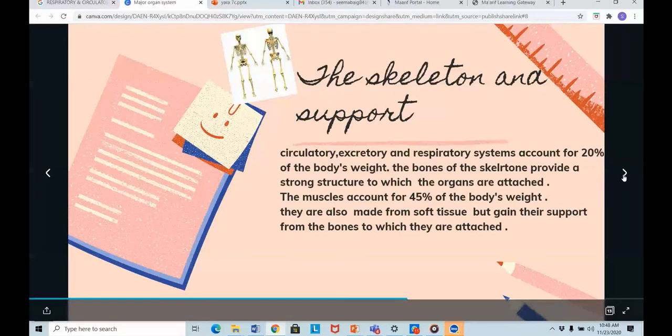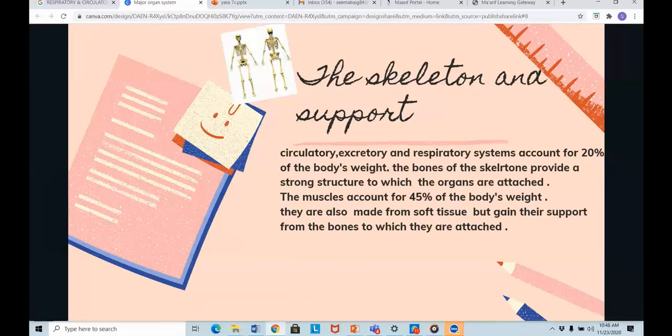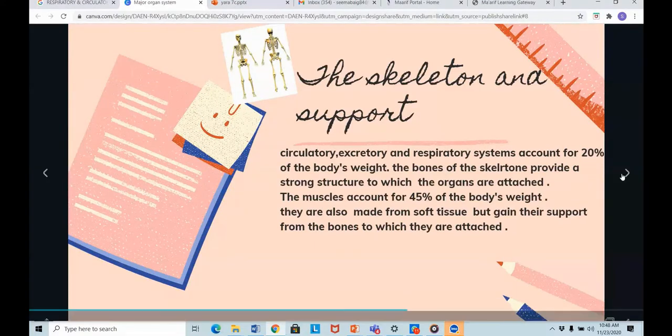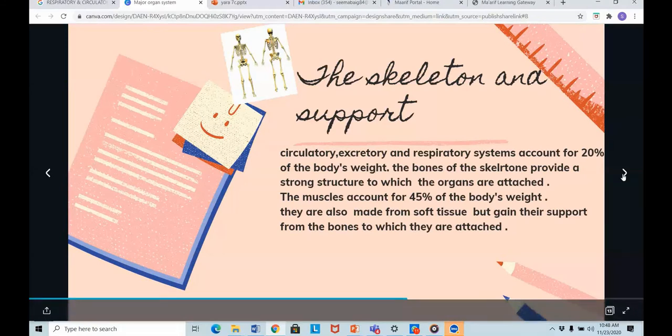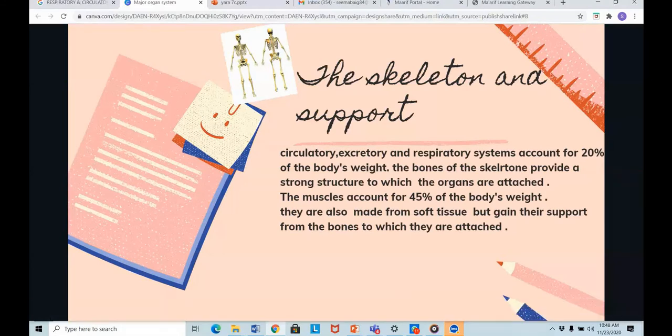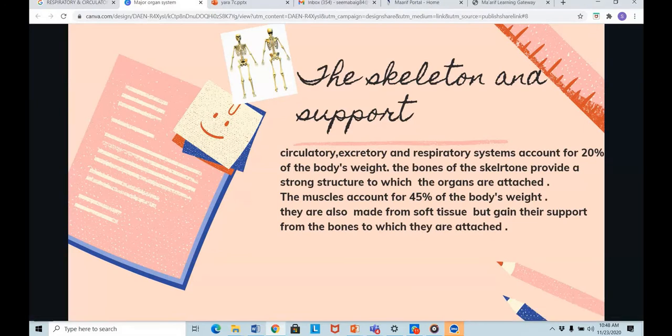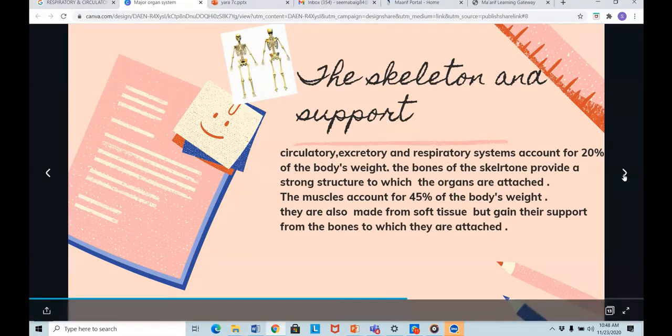The skeleton and support. Circulatory, excretory and respiratory systems account for 20% of the body weight. The bones of the skeleton provide a strong structure to which the organs are attached. The muscles account for 45% of the body weight. They are also made from soft tissues but gain their support from the bones to which they are attached.